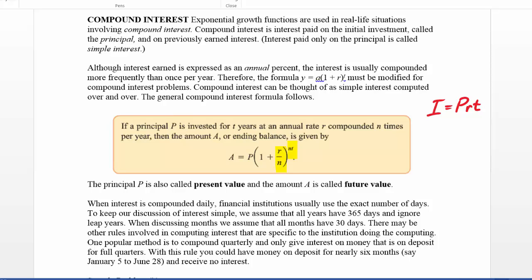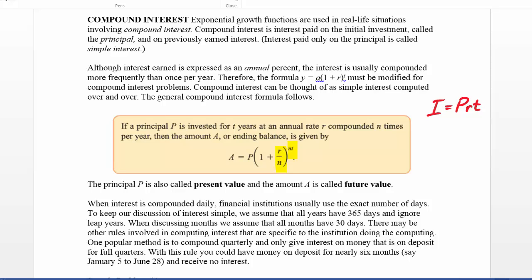Now, we can compound an account in many different ways. We can compound it once a year, so we could call that annually. We could compound it monthly, semi-annually. We could compound it continuously, actually, but that's a different formula. You can also compound it daily. Now, if we do daily, we're just going to assume a year to be 365 days.